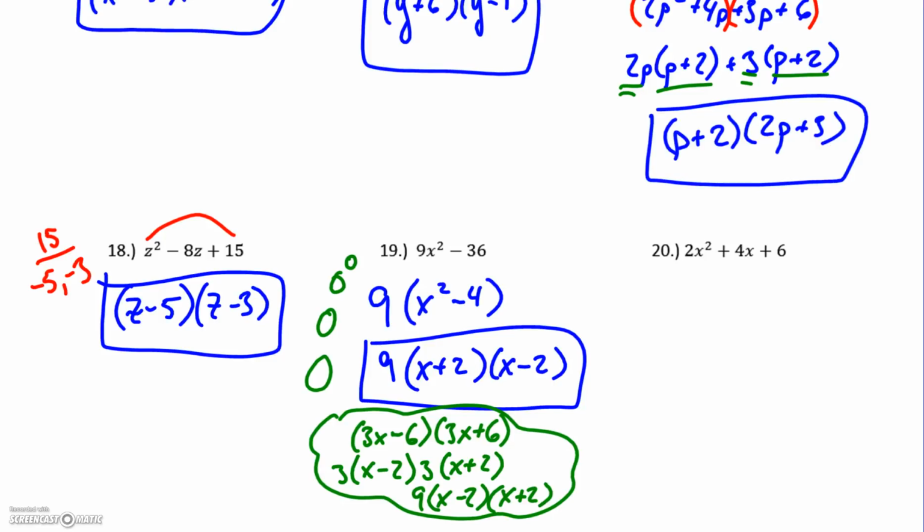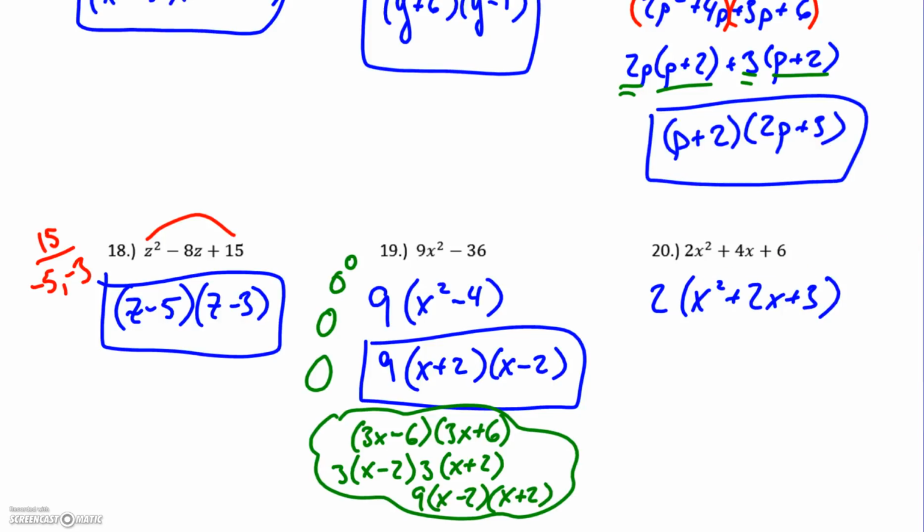All right? In number 20, again, we have a greatest common factor here. I factor out the greatest common factor. That leaves me with an x squared plus 2x plus 3. And now inside these parentheses, I might build a bridge here. That gives me a 3. Two numbers that multiply to a 3 but add to a 2. Well, that's just not going to happen. There are no two such numbers.